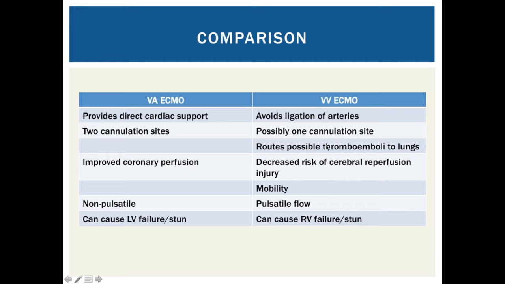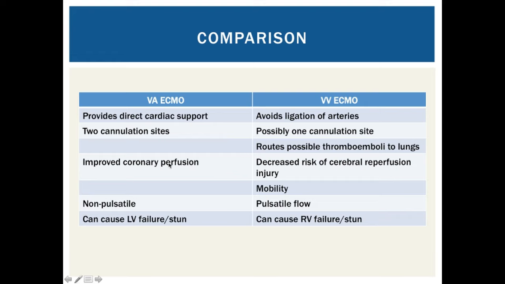The nice thing about VV ECMO is that if there is a clot in the system and it gets readministered to the patient, the worst case scenario is that it goes and gets stuck in the lungs, whereas on VA ECMO, the worst case scenario is you can cause a stroke, because it's basically squirting the blood in the femoral artery, and it's kind of shooting up towards the arch of the aorta, and it could go up one of the carotids.